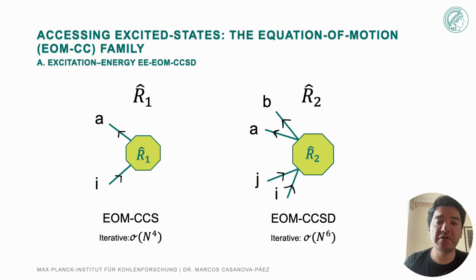Just like in ground state, these R operators can also be seen as diagrams. For example, if you are doing excitation energy equation of motion, or simply called EOM-CCSD, the operators R1 and R2 look like this. You excite one electron I into A, or you excite two electrons I and J into A and B. And you can see also the computational cost. The only difference with the previous one is that now this is iterative, because you have to repeat this for each one of your roots.